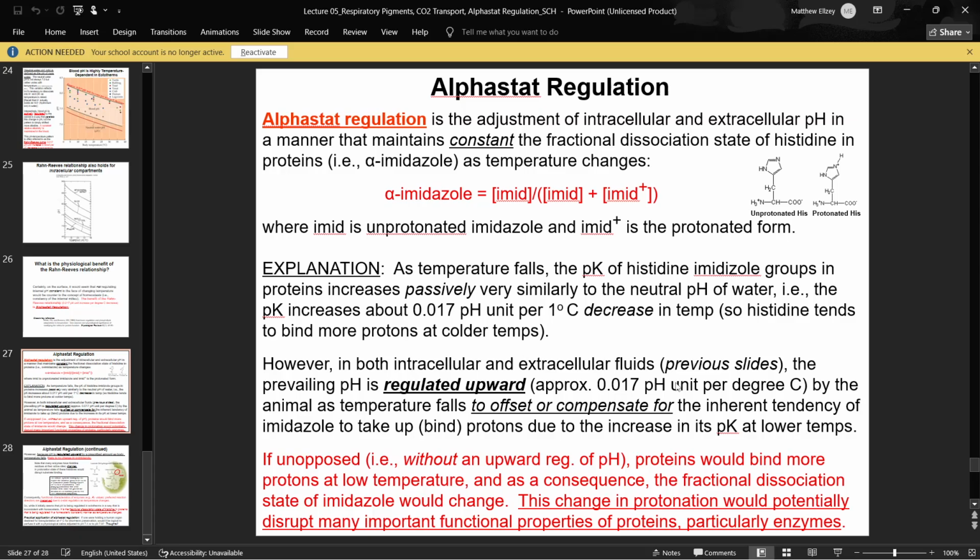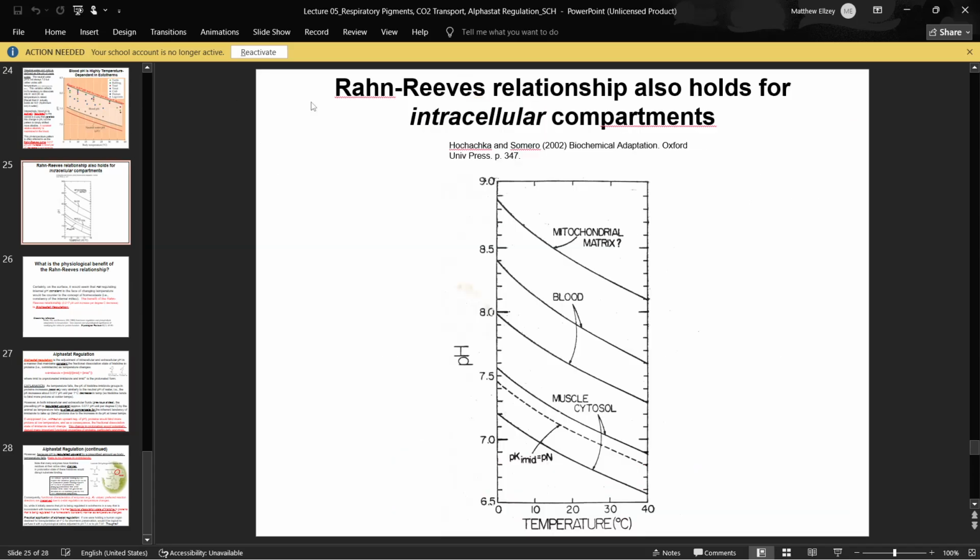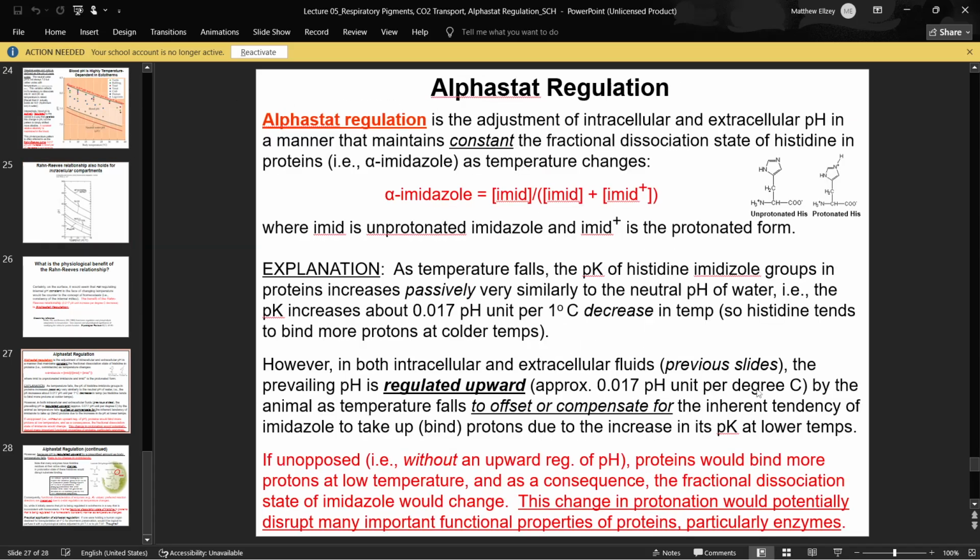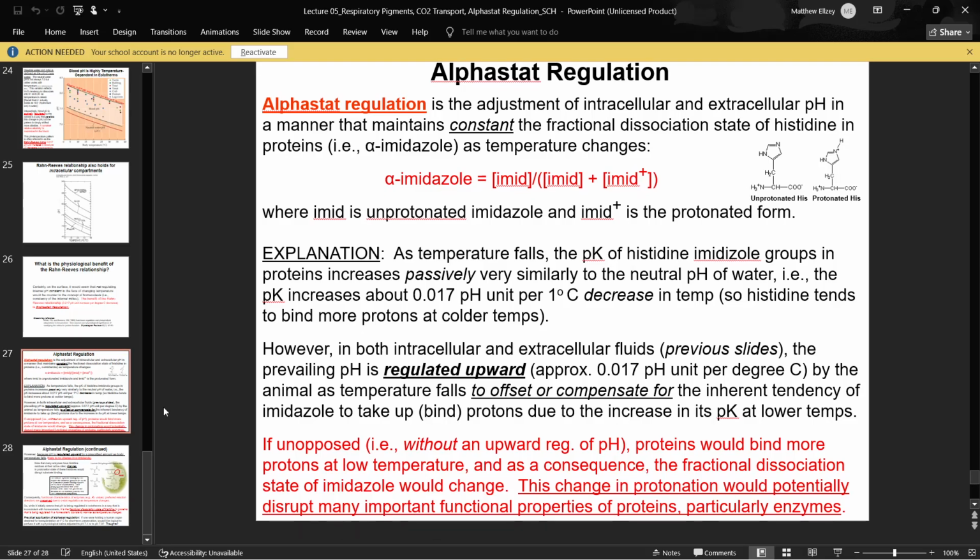So in both intracellular and extracellular fluids, in previous slides, the prevailing pH was regulated upwards. That is this Reeves curve we saw. This is done by the animals as the temperature falls to offset or compensate for the inherent tendency of imidazoles to take up protons due to the increased pK at lower temperatures. If unopposed, without an upward regulation of pH, proteins would bind more protons at lower temperatures, and as a consequence, the fractional dissociation state of imidazole would change, and this would have terrible effects for the cell. This change in protonation would potentially disrupt many important functions of the properties of the proteins, particularly enzymes.